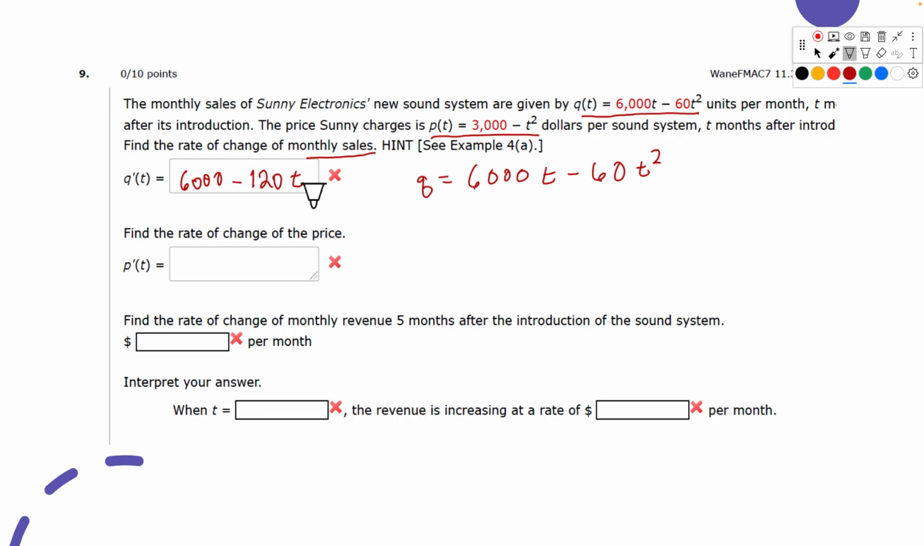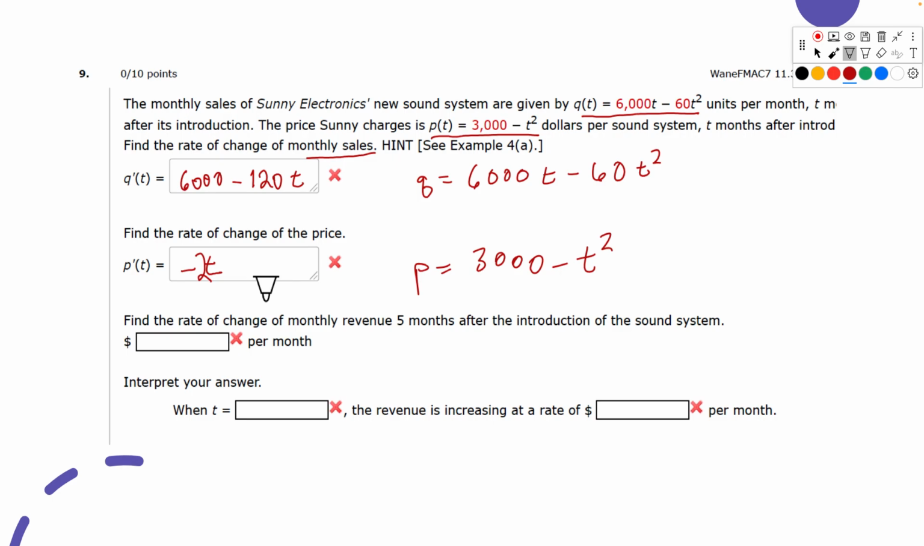The derivative for the price. So this is a function, and again, remember in business there is supply and demand. The more supply, the less the demand, so that's going to affect the price. If you flood the market with stuff, it becomes cheaper. If you keep it rare, it's more expensive. So I'm just going to write the P function down. I'm just copying 3,000 minus t squared. When we take its derivative, the derivative of 3,000 is 0. Derivative of negative t squared is negative 2t. Squeeze that 2 back in there.